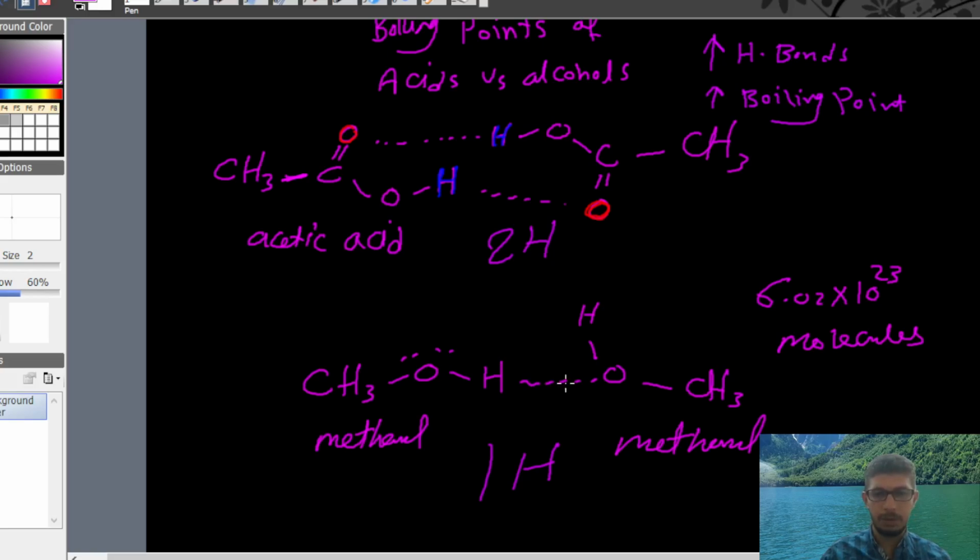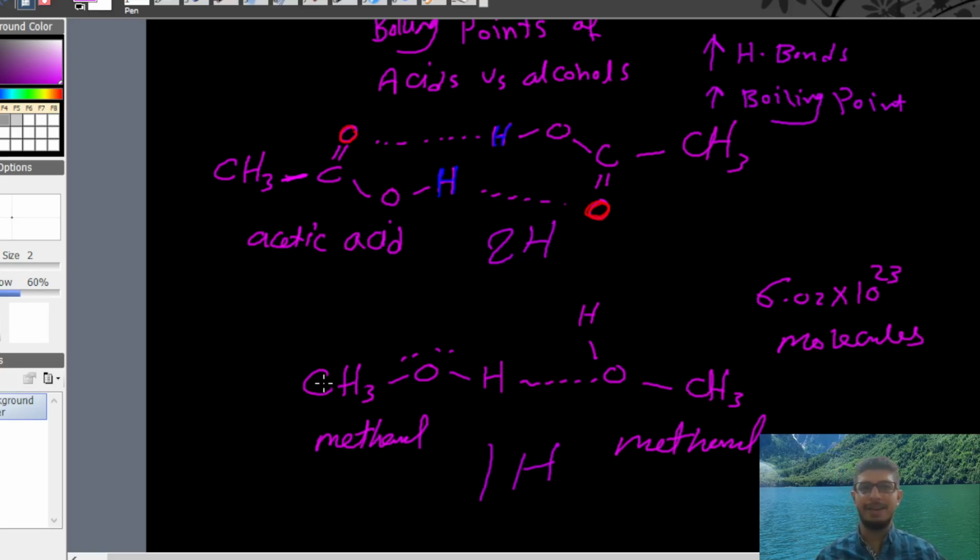So here the number of hydrogen bonds is lower, so the boiling point of the methanol or even ethanol will be lower. If you think about the molar mass, I know you think about the molar mass. How can you compare methanol with acetic acid? It's not a big deal. The ethanol also has a remarkably lower boiling point than the acid. Any acid should be higher than the boiling points of alcohols.